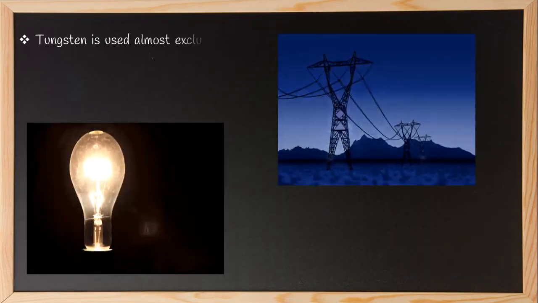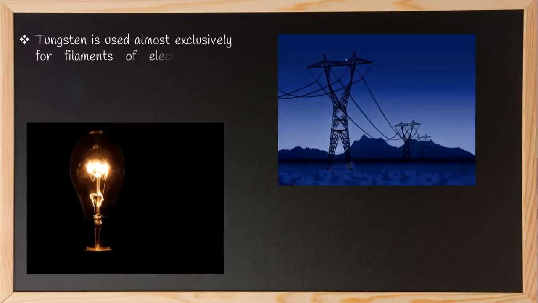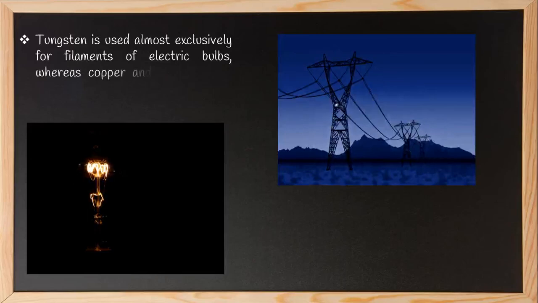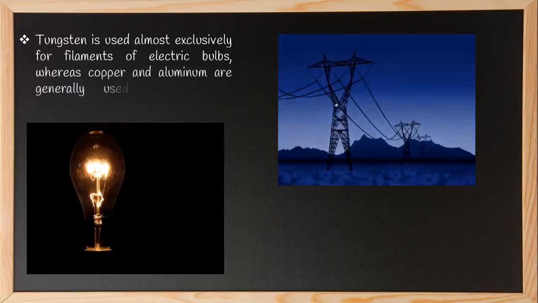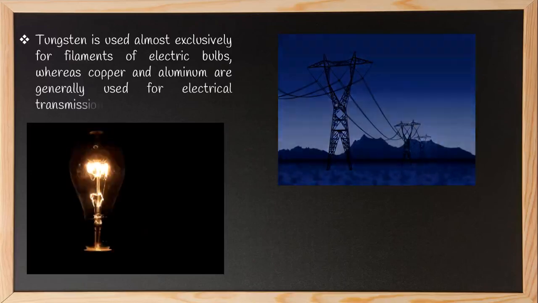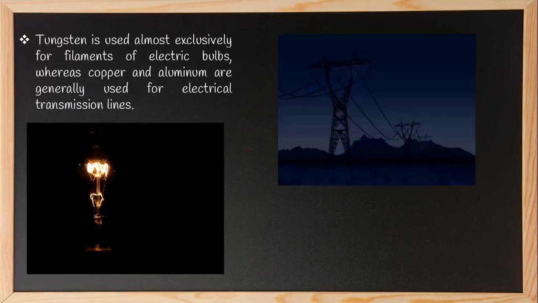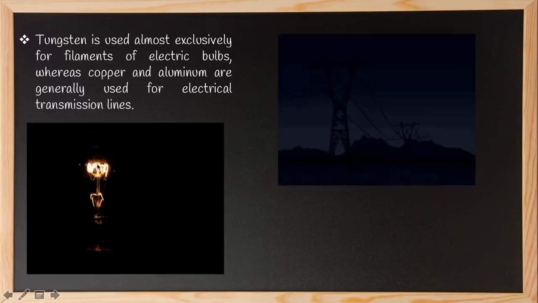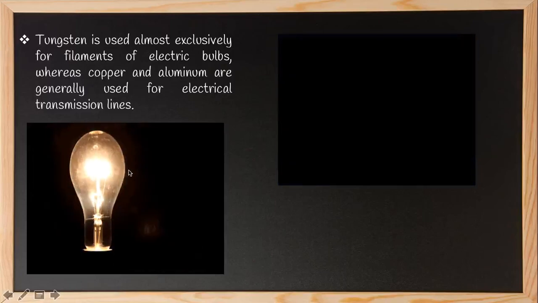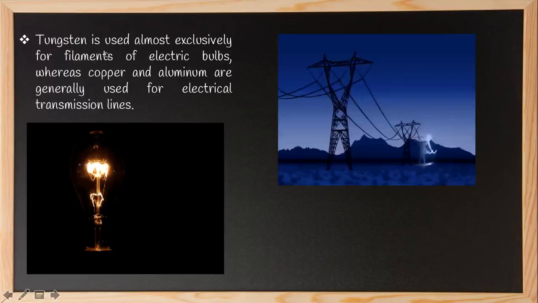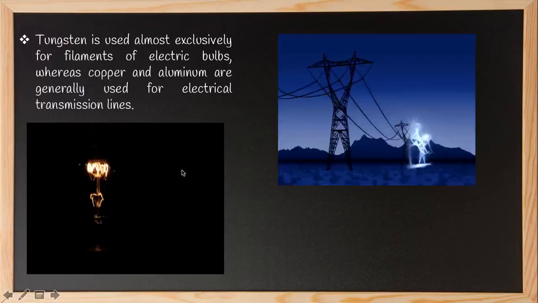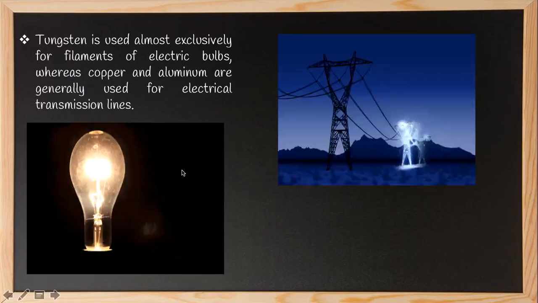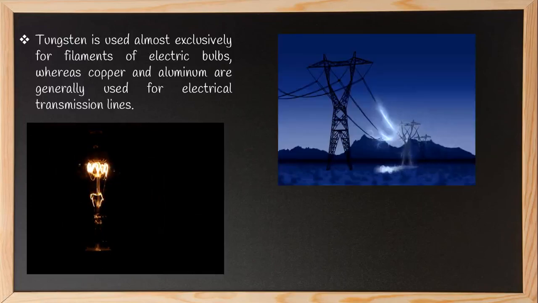We all know tungsten is used almost exclusively for filaments of electric bulbs, whereas copper and aluminium are generally used for electrical transmission lines. The bulb has a filament, and this filament is responsible for the glow of the bulb. The filament inside the bulb is made of tungsten, and all the electric wires, the transmission lines, are made of copper and aluminium. Thank you.